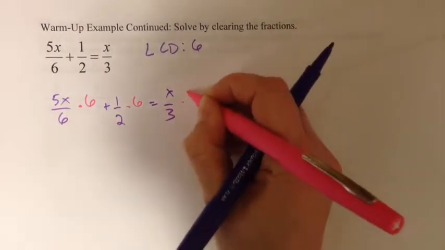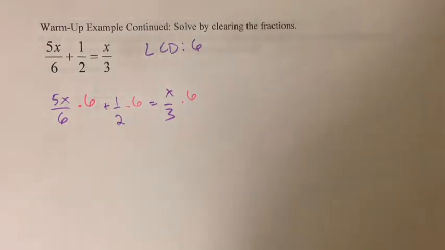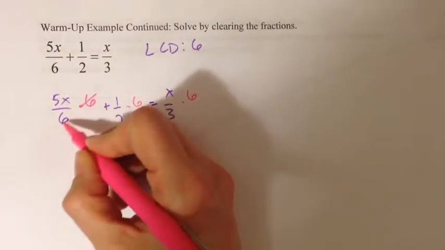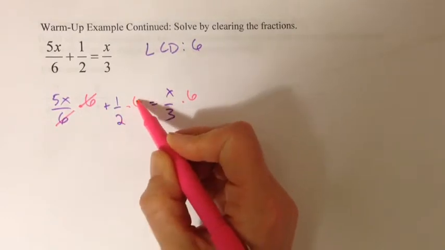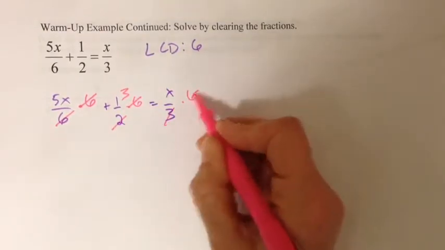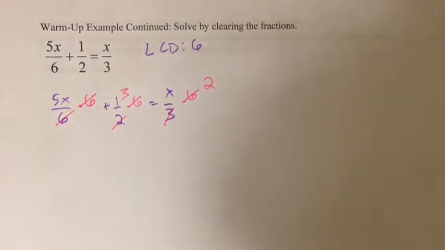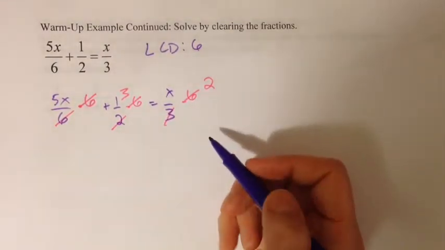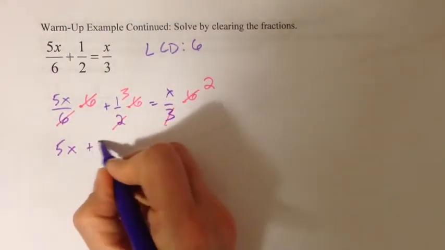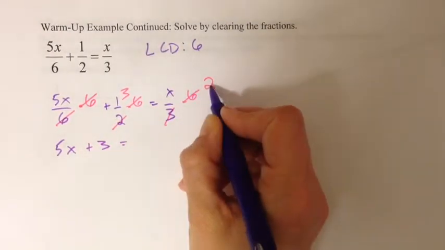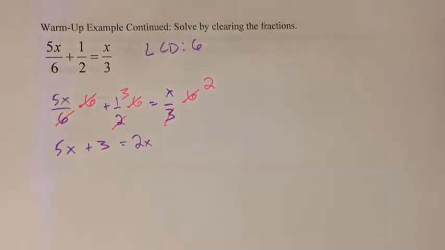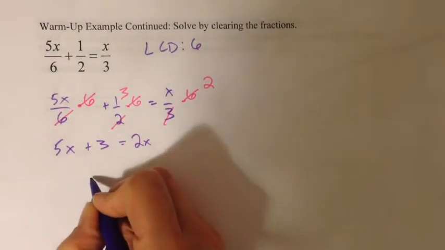So when I multiply each side by 6 and then distribute, I can now cancel out the 6's here. Here, 2 goes into 6 3 times, and 3 goes into 6 2 times. All of my denominators have canceled, and when I rewrite this, I've got 5x plus 3 equals 2 times x. This is back to that same equation that I had on the previous slide. And if we solve it, we'll get the same thing.